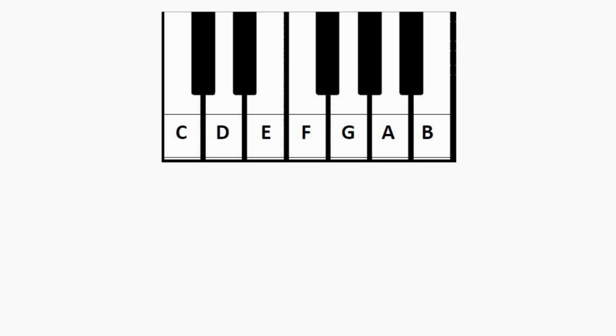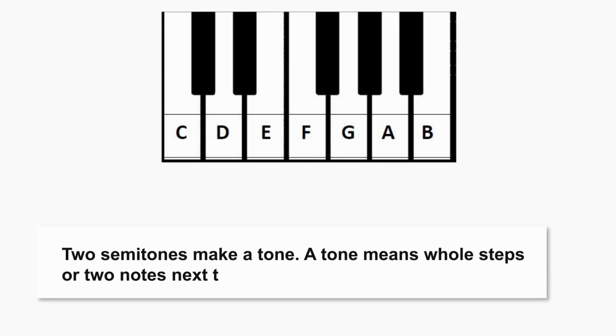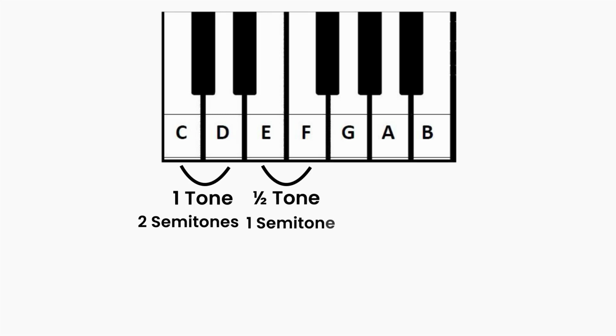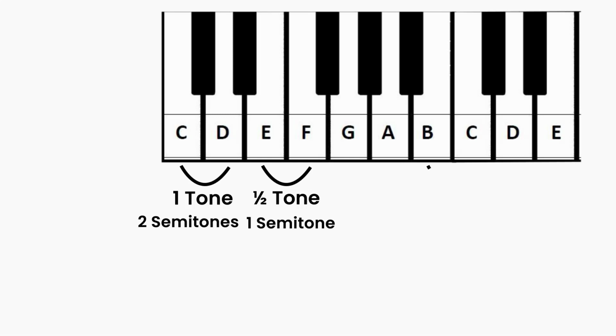In conclusion, 2 semitones make a tone. A tone means a whole step, or 2 notes apart. C to D is 1 tone, 2 semitones. E to F is a half tone, which is 1 semitone. B to C is a half tone, which is 1 semitone.